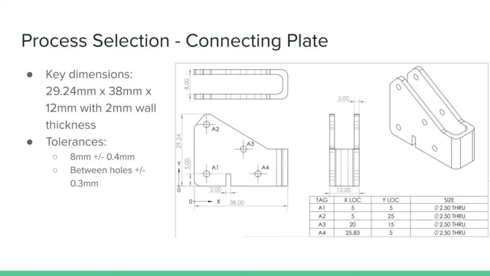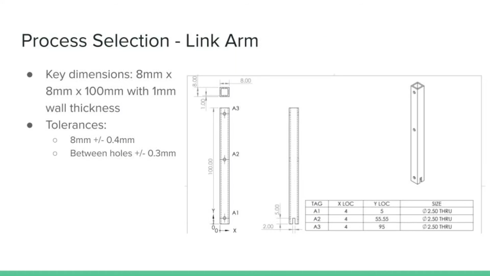The tolerances for these dimensions were chosen to be 8mm plus or minus 0.4mm for wall separation, and plus or minus 0.3mm for the distance between the holes. You can see the key dimensions for the link arm here. Critical dimensions for functionality include the 8mm side, since the link arm must slide into the connecting plate for assembly, as well as the distance between the holes, since the holes must be aligned for easy assembly.